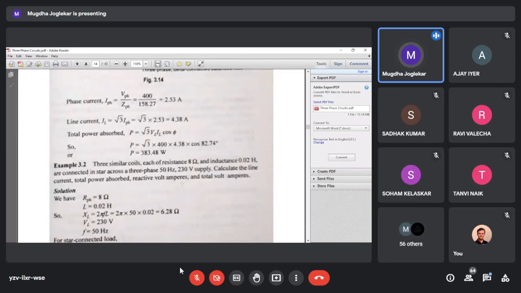All of you just note down the question and think about it. Similar type only. Till total power absorbed, you can calculate reactive and total amperes; I will tell you how to proceed. You can complete within 5 minutes.